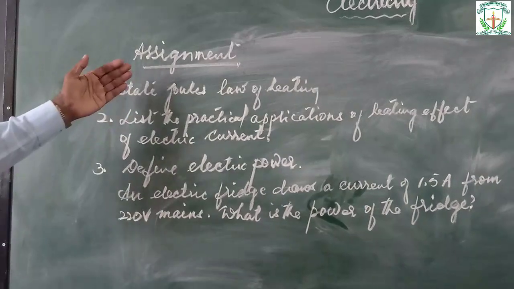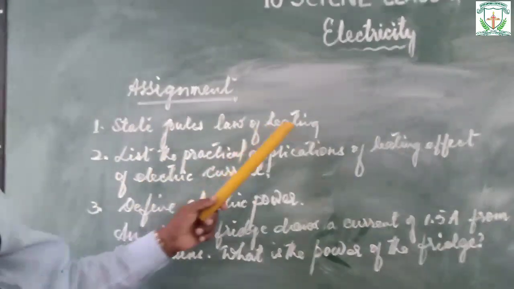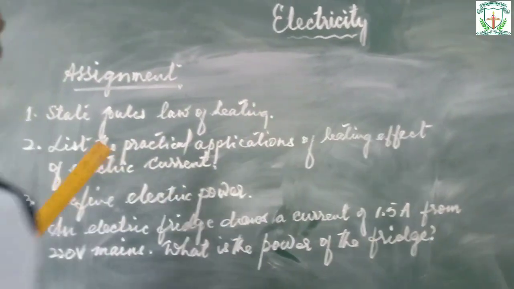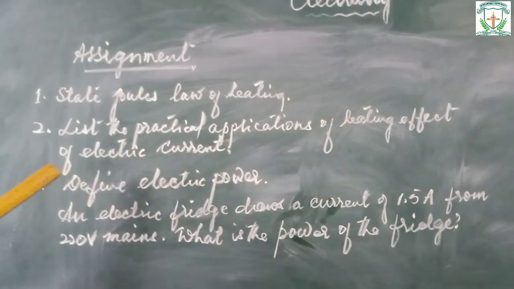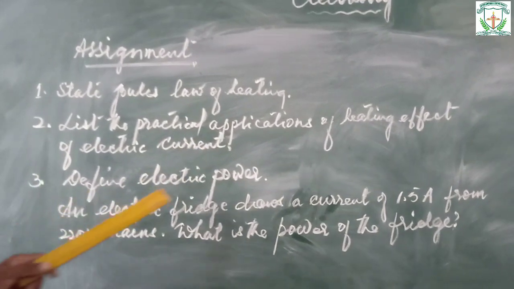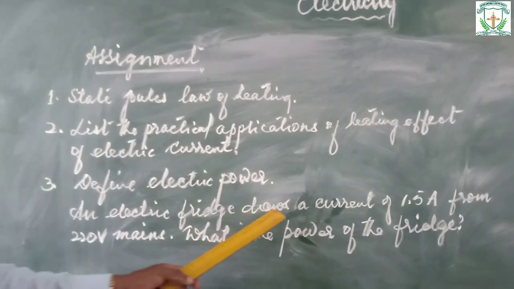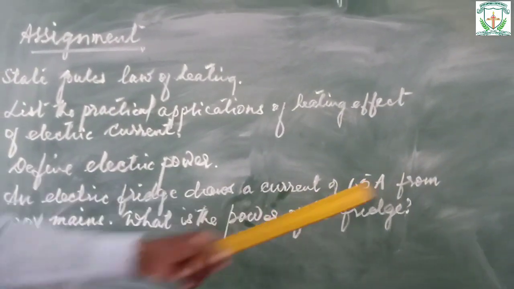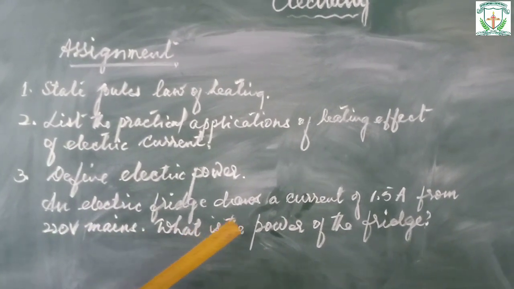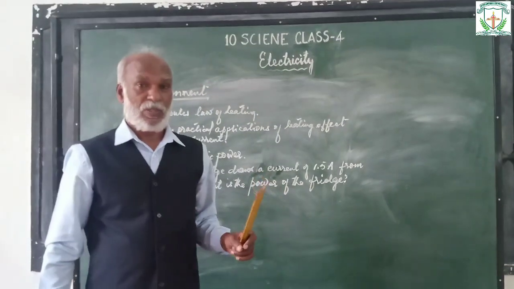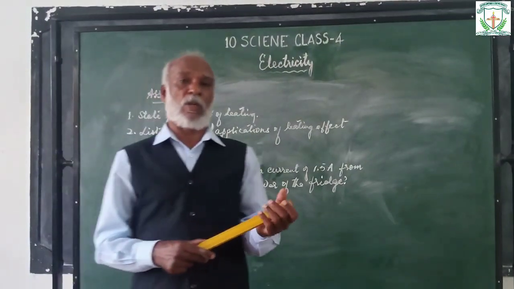Children, here is the assignment for you. State Joule's law of heating. Second question, list the practical applications of heating effect of electric current. Third one, define electric power. An electric fridge, that is a refrigerator, draws a current of 1.5 ampere from 220 volts mains. What is the power of the fridge? Children, there are plenty of questions in the exercise, so try to answer all the questions and work out the problems.